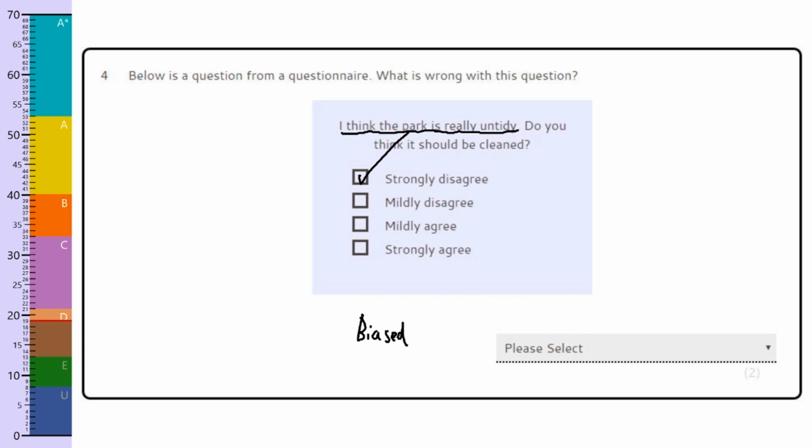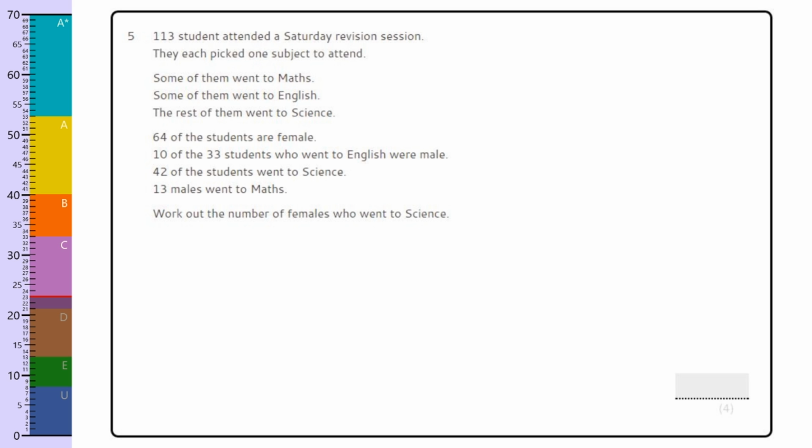Okay, let's move on. So if we get this right, we are on a C grade. Fantastic. So pause the video now and have a go. Okay, this looks like a horrendous question, but the important thing that you realise with this question is it's looking for you to do a two-way table.